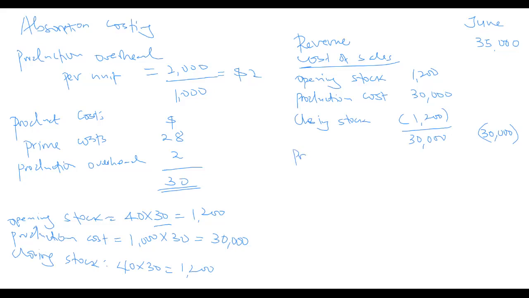Therefore, profit will be equal to that 35,000 minus 30,000 to give us 5,000. And this is the same profit that you had in the month of June using the absorption costing method. Clear? Question?